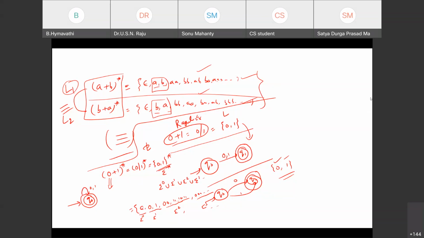Okay, your doubt is cleared? Can we have 0 0 1 1? No. In the previous example, 0 plus 1, you will have only 0, only 1. That's it. You won't have anything other than these two. Okay, have you understood that? Clear, sir. Yes, sir.